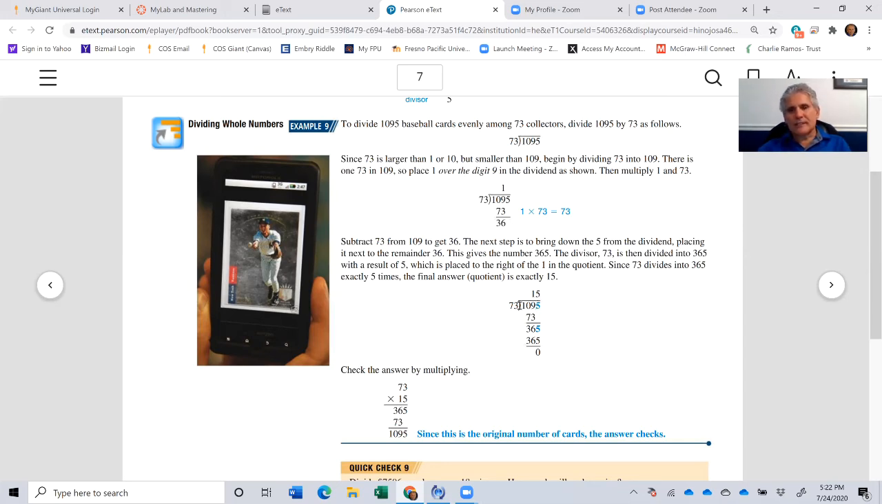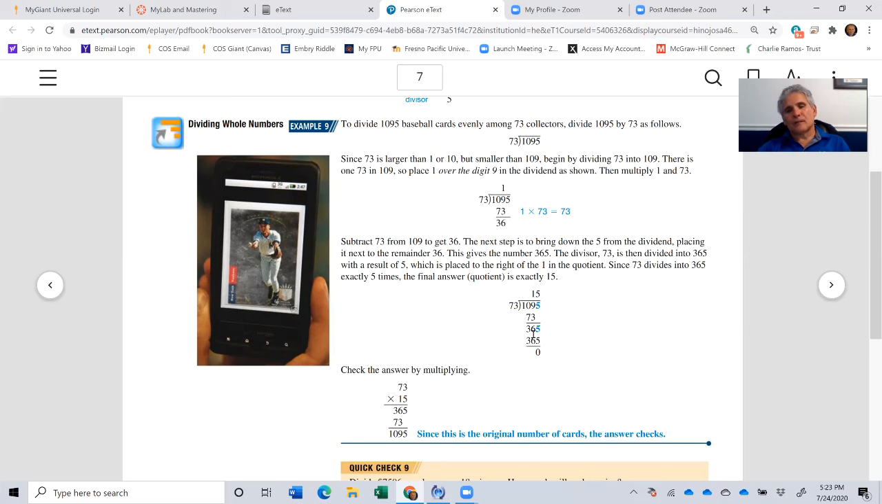pretend, just take 1 digit off each of these numbers. So in other words, let's take this away, and now we're looking at just the 7. And we have 365 here, but let's get rid of that 5. So now we're looking at the 7 and the 36. And how many times does 7 go into 36?